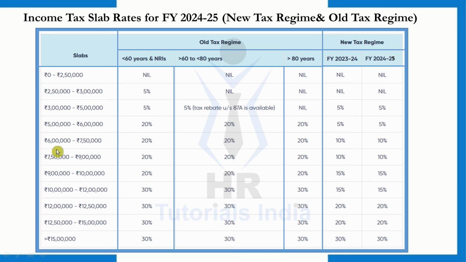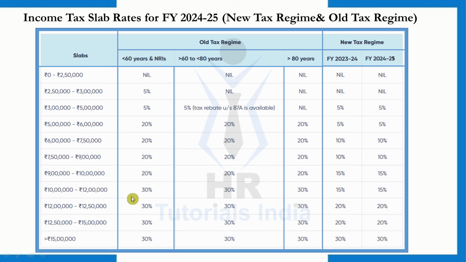For salaries between 6 lakhs to 7.5 lakhs, it is 20%, 20%, 20% in old tax regime, wherein new tax regime is 10% and 10%. The salaries between 7.5 lakhs to 9 lakhs, it is 20%, 20%, 20% in old tax regime and 10% and 10% in new tax regime. Salaries between 9 lakhs to 10 lakhs, the percentage is 20%, 20%, 20% for old tax regime and it is 15% and 15% for new tax regime.